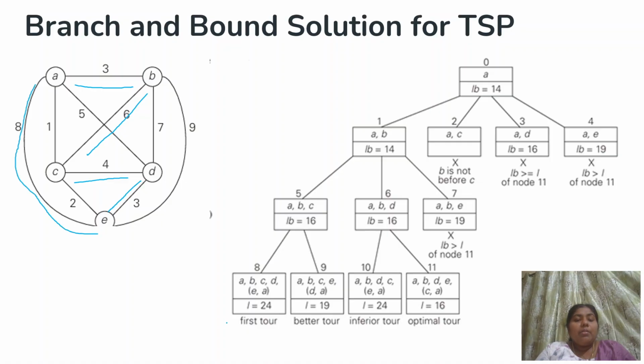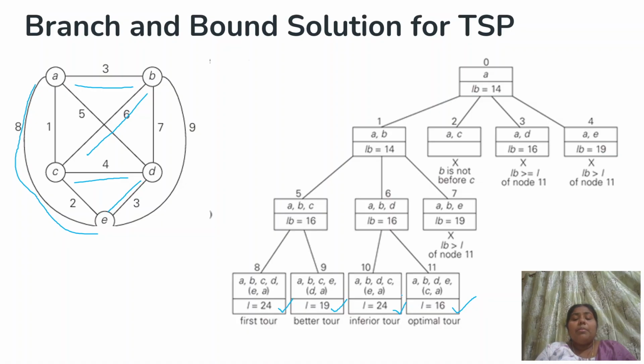So what is the lower bound value here? We have to take 3 as well as 1. So what are the neighbor paths we are going to take here? Similarly, we are going to calculate the lower bound value for each and every one. The lower bound value for this one is equal to 24. This one is equal to 19. This one is equal to 24. And this one is equal to 16.